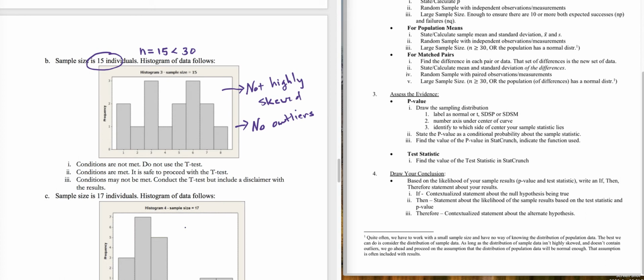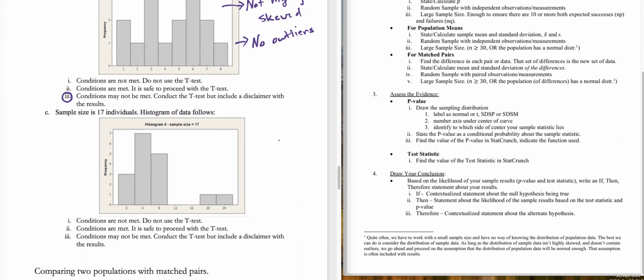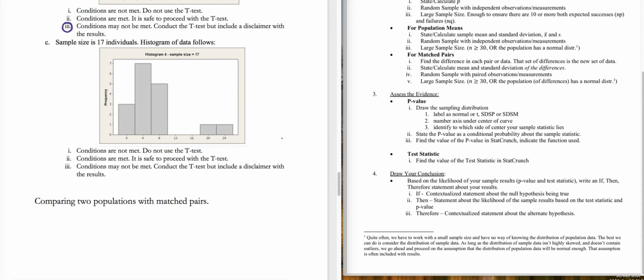So in this case, we're proceeding, but with caution. So I would pick this one. Conditions may not be met. We're going to go ahead and conduct the t-test, but include that disclaimer with our results because, of course, we know that sample data varies. If we take another sample, it is possible we would get some skewing or some outliers. So we're just letting everybody know there's a little cause for concern there.